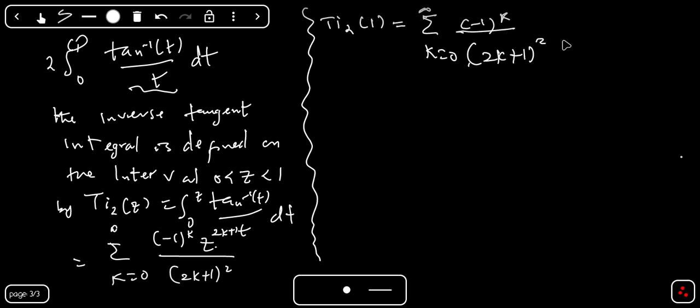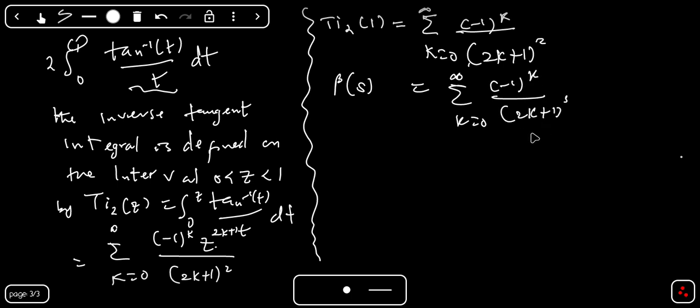So this is also the Dirichlet beta function. The Dirichlet beta function, beta of s, equals the summation of k from 0 to infinity of minus 1 raised to the power of k over 2k plus 1 raised to the power of s. So we can say that this summation here is beta of 2, the Dirichlet beta function, which is equal to the Catalan constant.